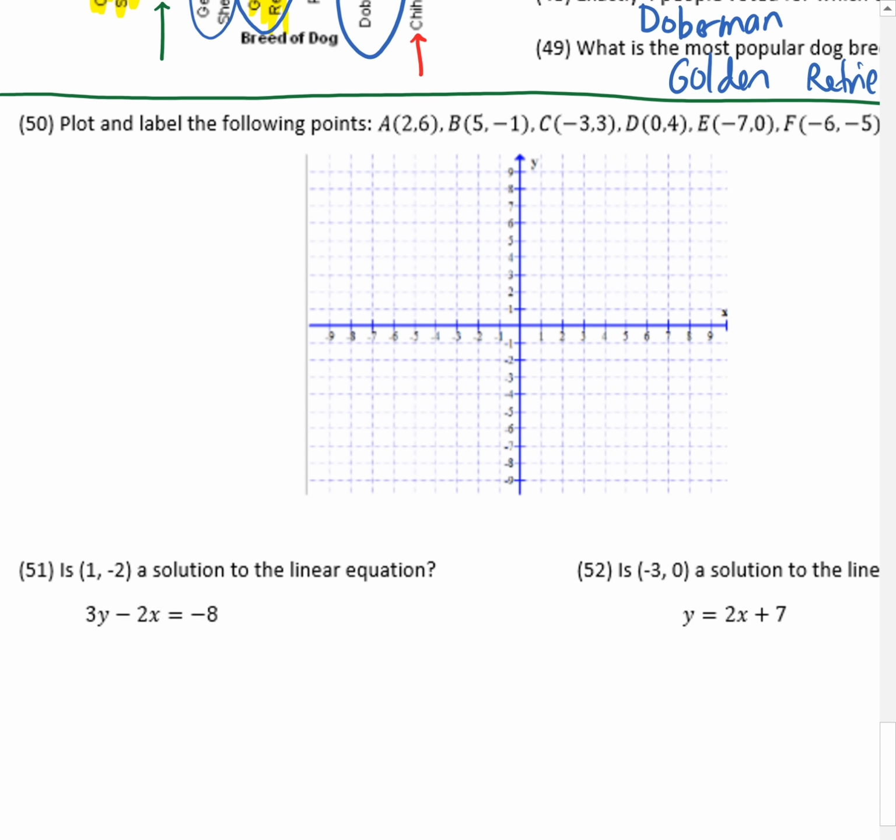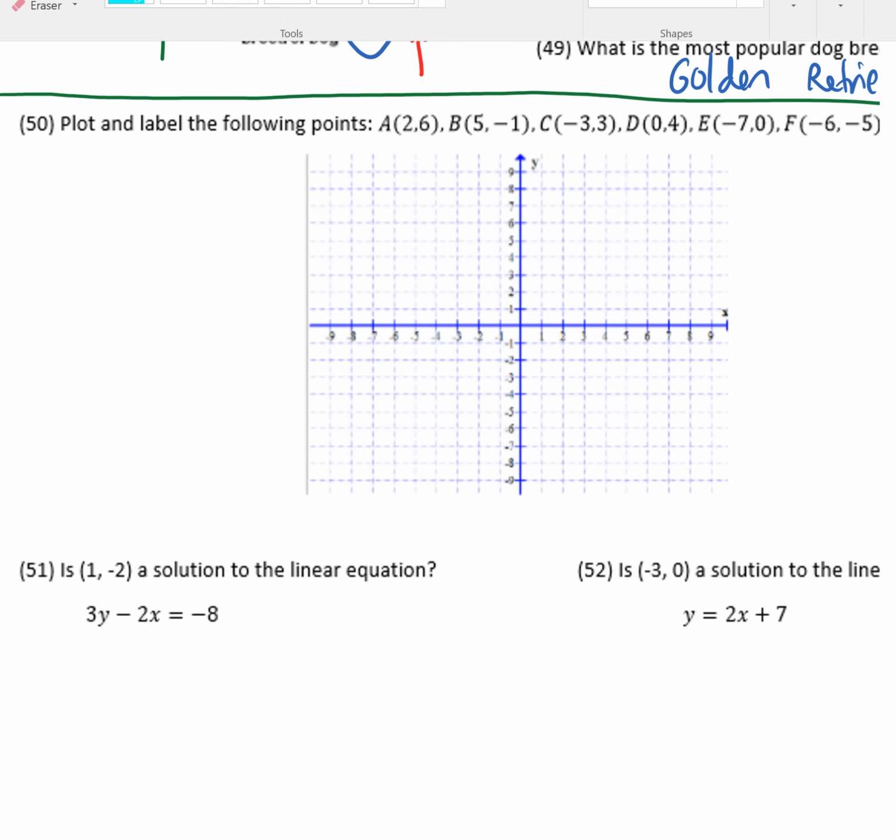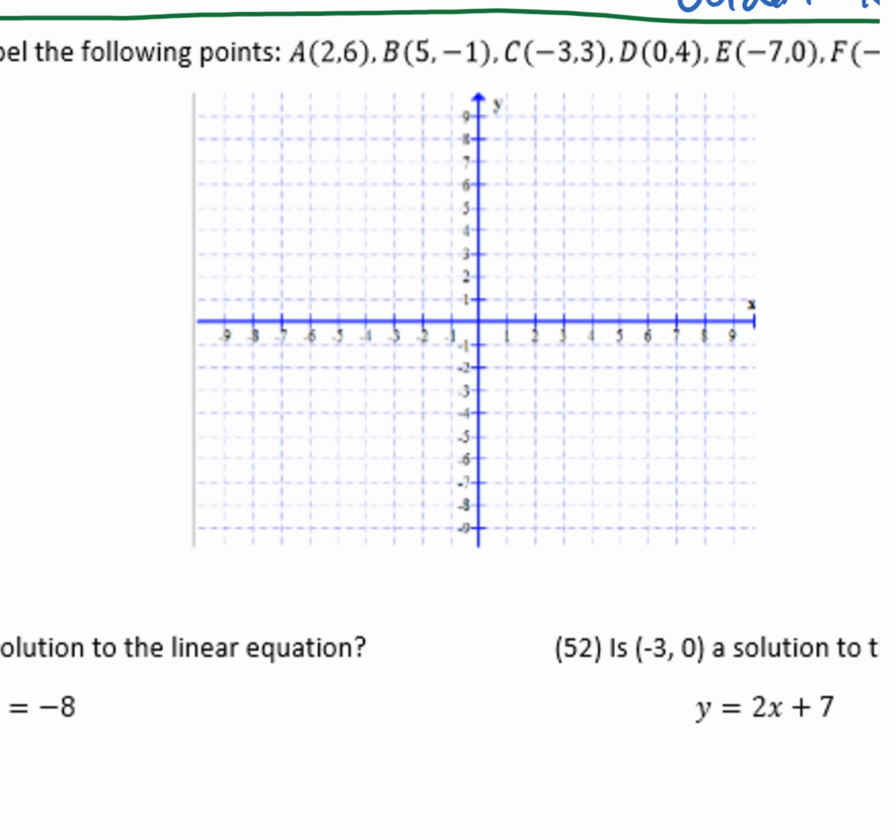I think these problems here are a nice break from the previous section where they were pretty tough. This one says they want us to plot and label the following points. Okay, I think I can handle that. When they say label, I think they just mean when you plot point A, put A next to it. When you plot B, put B next to it, so we know which one's which.